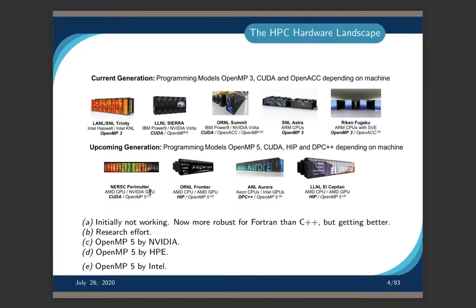So first, let's talk a bit about why we actually have this project. If you look at the current generation of machines, the stuff we have online right now, and maybe I should have updated the slide since NERSC Perlmutter actually is now online. But if you look at the current machines, we have Trinity, Sierra, Summit, Astra and Fugaku. And if you look at what the primary programming models are that the vendors are suggesting to use there, it's OpenMP for the CPU machines, and it's basically CUDA for the GPU machines.